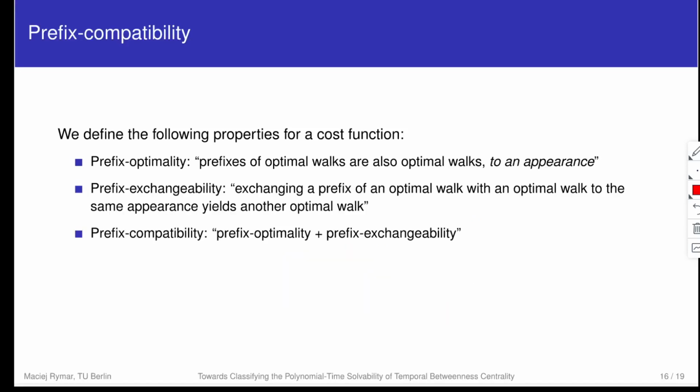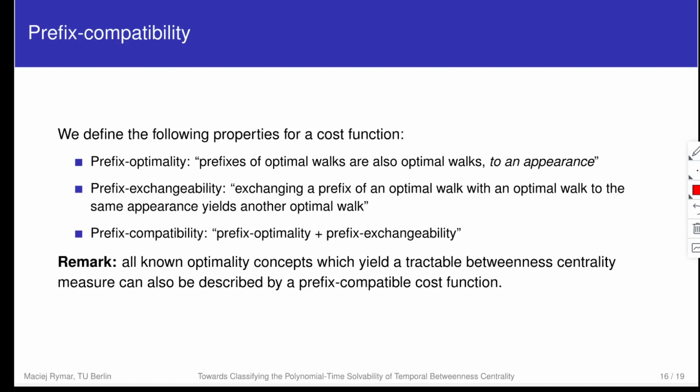And then we also define prefix compatibility, which is just the combination of the two. So prefix optimality says, okay, prefixes of optimal walks are optimal. Prefix exchangeability means that we can splice in an optimal walk in place of a prefix of an optimal walk to also get another optimal walk.